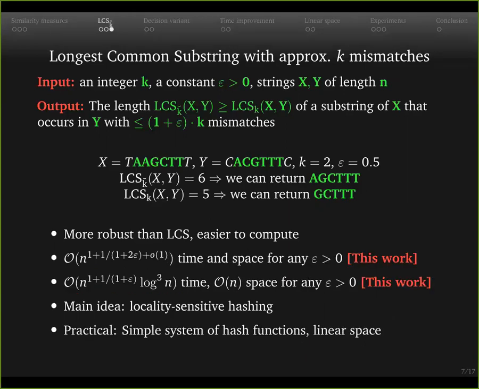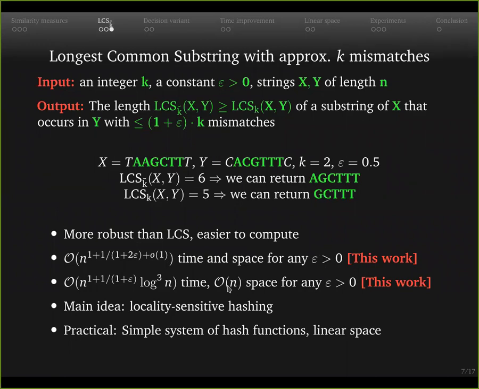So we give 2 improvements. One improved both in time and space, but still has superlinear space. The time is n to the power 1 plus 1 over 1 plus 2 epsilon plus o(1). And both results are for all epsilon strictly positive.